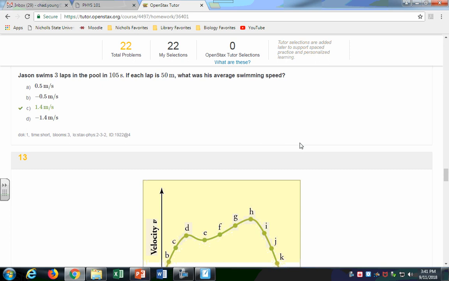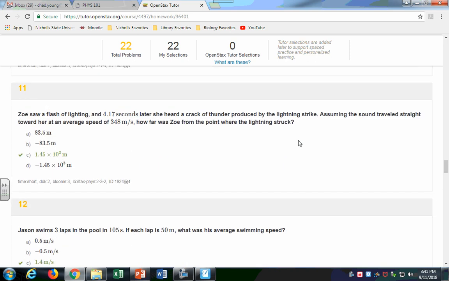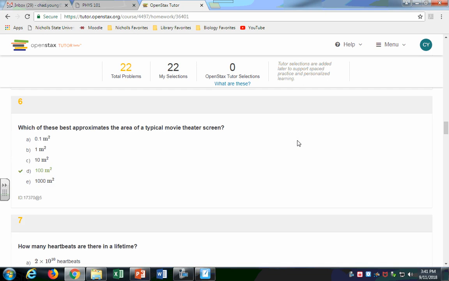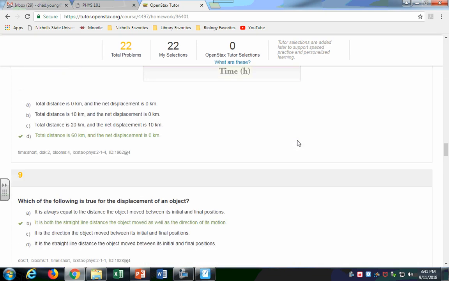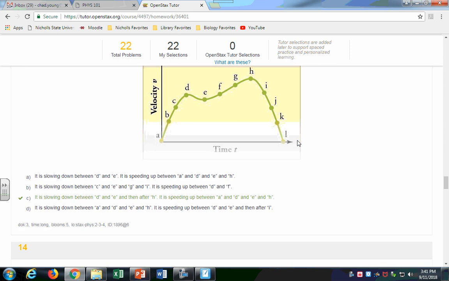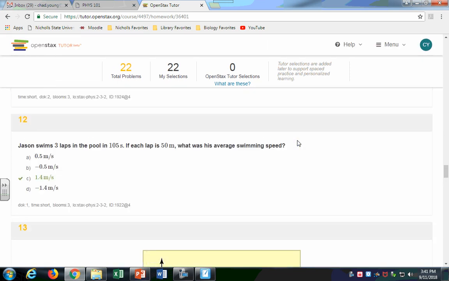I did tell y'all that some of these kinematics problems are really just using velocity as distance over time. Yeah, it was the swimming one. Okay, so he swims 3 laps in the pool in 105 seconds. If each lap is 50 meters, what is his average swimming speed?